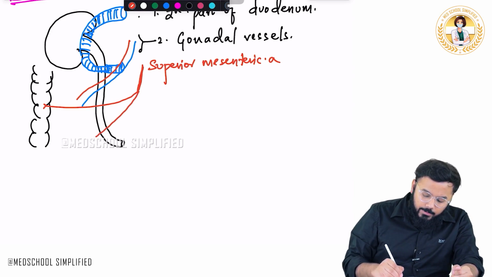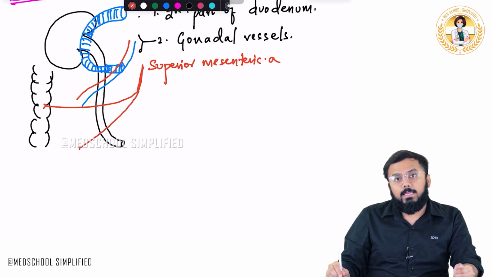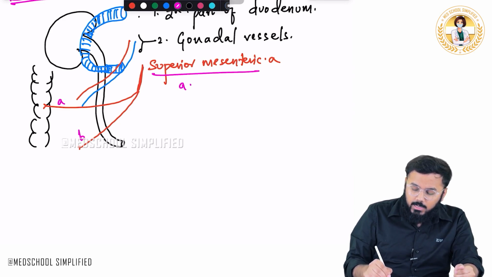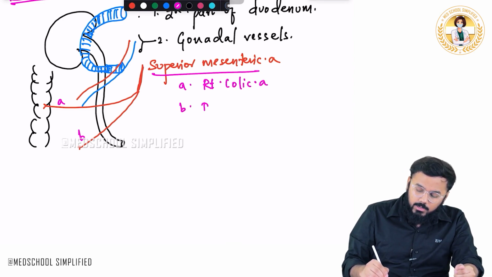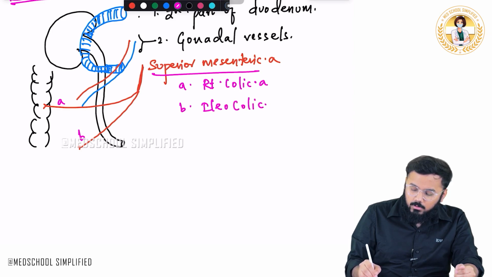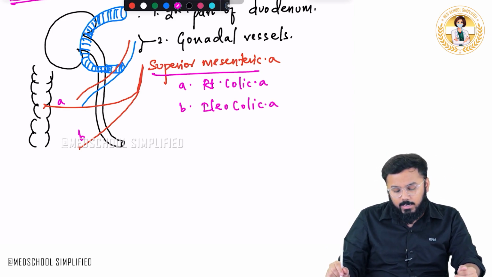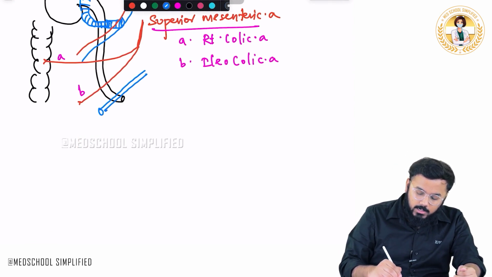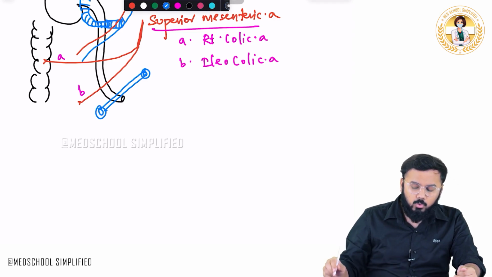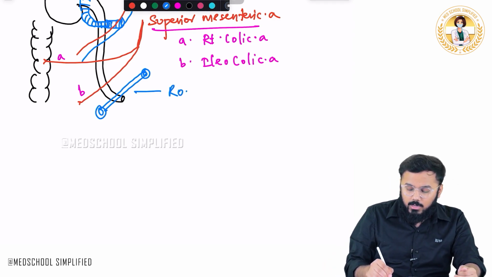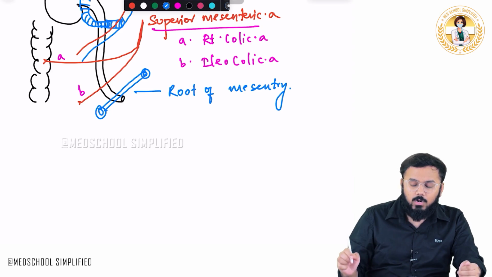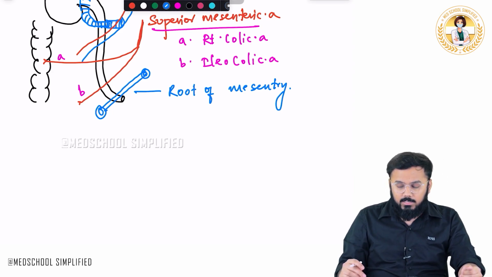Next it gives a branch down here. This is called the iliocolic artery. So there are two branches, A as well as B. A is your right colic artery and B is your iliocolic artery. And the final, last important thing over here is this part, called the root of your mesentery.